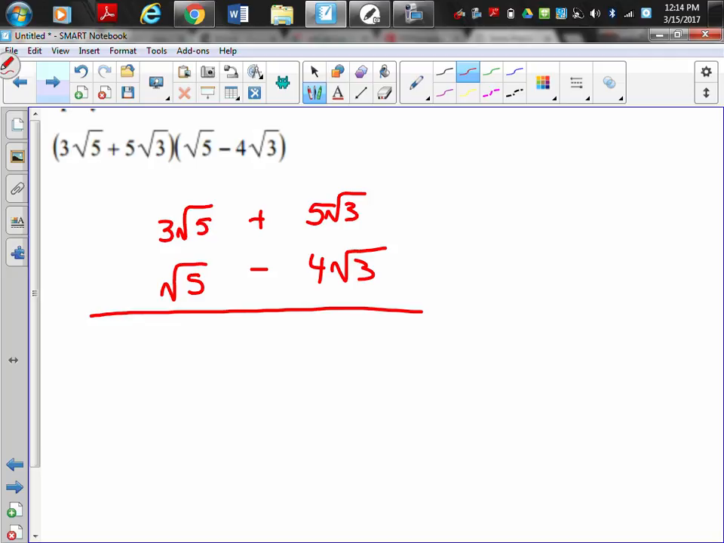Who remembers what we did when we multiplied our radicals? No, we didn't factor first. When we were multiplying radicals, this was back end of last week. You don't remember? Oh, man. Thank you for being honest.